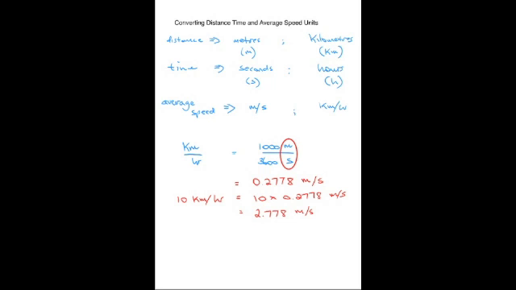Now, this is in fact exactly the same as dividing by 3.6. So therefore, to summarize, if I wish to convert from kilometers per hour to meters per second, I would in fact divide the amount by 3.6. Let's suppose that I want to convert meters per second to kilometers per hour. I would then multiply the value by 3.6.